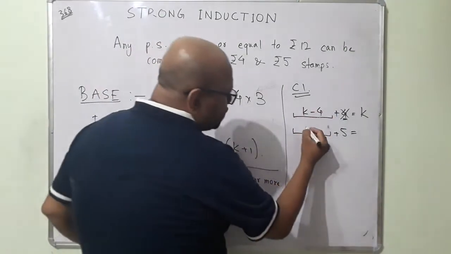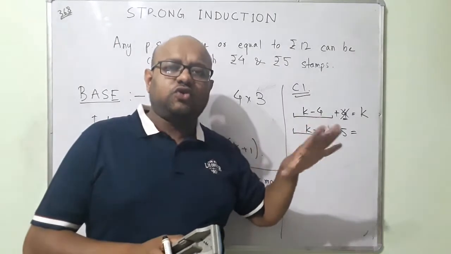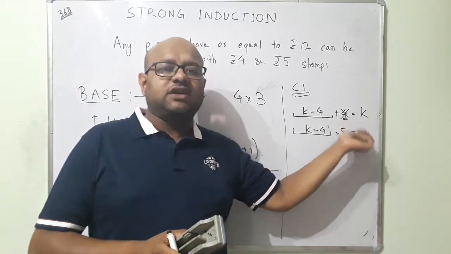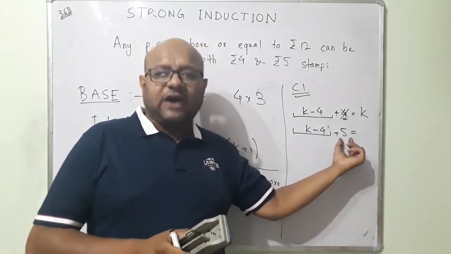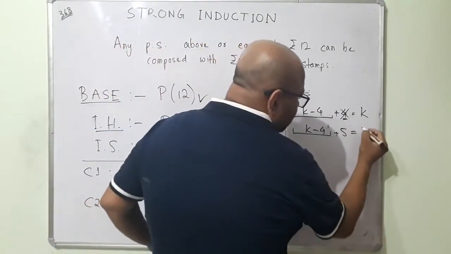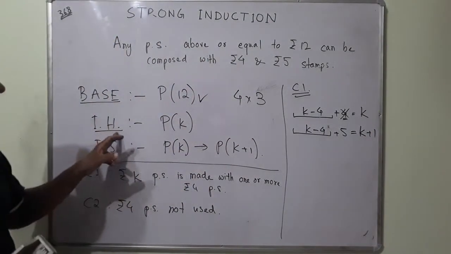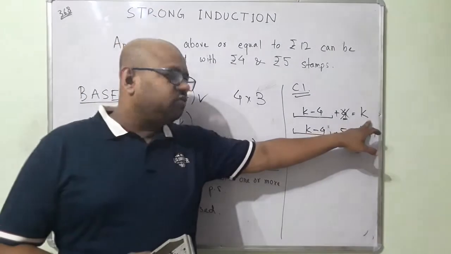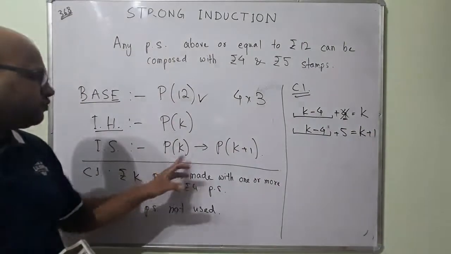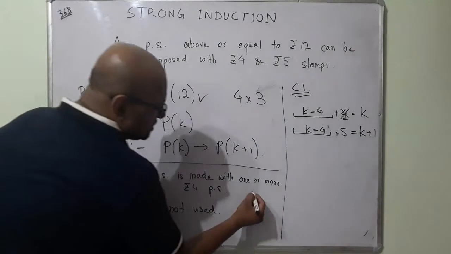Okay, this k minus 4 I will keep as it was. All these 4 rupees and 5 rupees postage stamps will be the same. This one postage stamp that was worth 4 rupees, I will remove, and I will put a 5 rupees postage stamp in place of this 4 rupees postage stamp. So what is the amount of postage stamp I have now? I have k plus 1 rupees worth of postage stamp. So under our inductive hypothesis assumption that I can make k rupees worth of postage stamp using 4 rupees and 5 rupees, I have proven that I can make k plus 1 rupees worth of postage stamp. So for case 1 I have proven this.